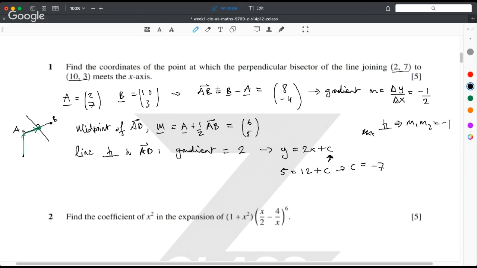And then we want the point where this line passes through the x-axis. Well, obviously the y coordinate of that point is going to be 0, because that's what the x-intercept is. What is the x coordinate? Well, it'll be when y is equal to 0, and that gives us an x coordinate of 7/2. So the point at which it passes through the x-axis is 7/2, 0.